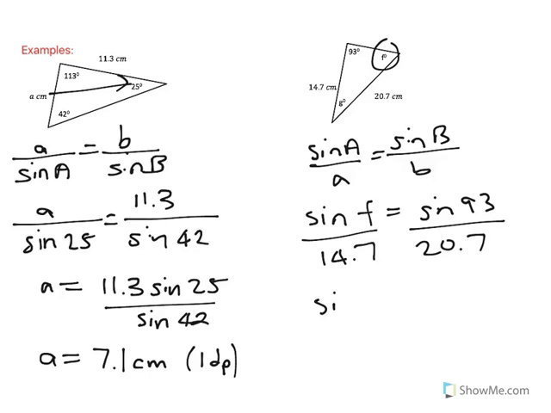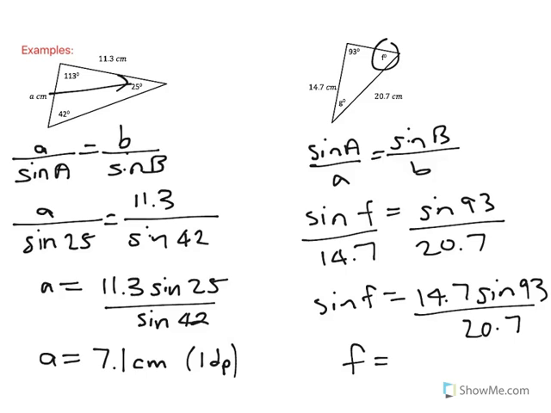Rearranging, sine F equals 14.7 sine 93 on 20.7. Now remember, when you put this in your calculator, to use sine inverse. When you do, you will get F equals 45 degrees to the nearest degree. Wonderful. Well, tomorrow in class we'll be practicing applying the sine rule.